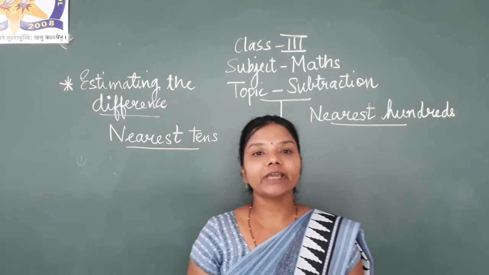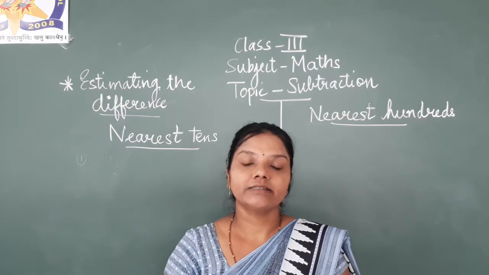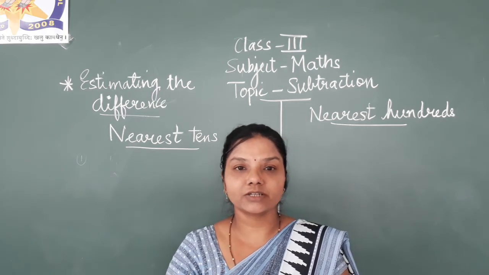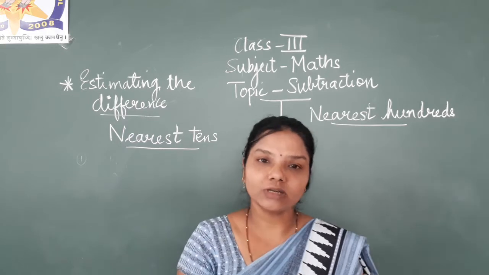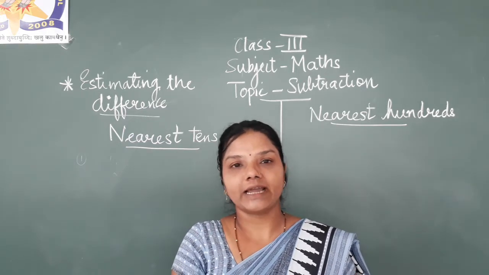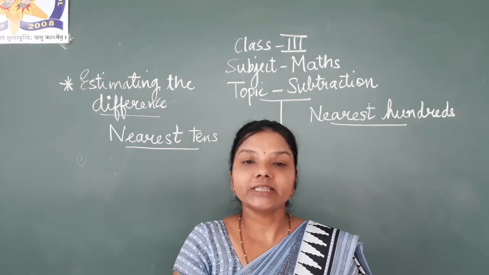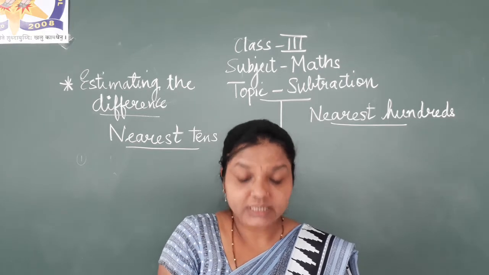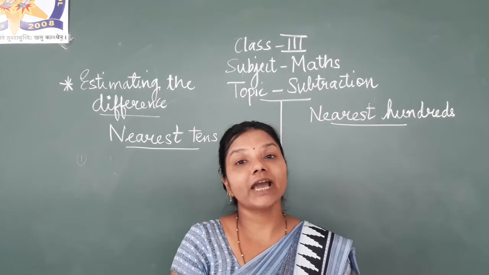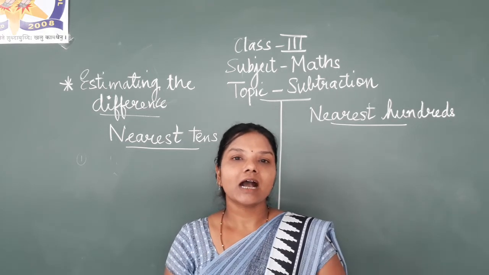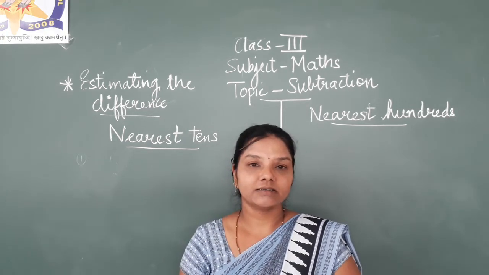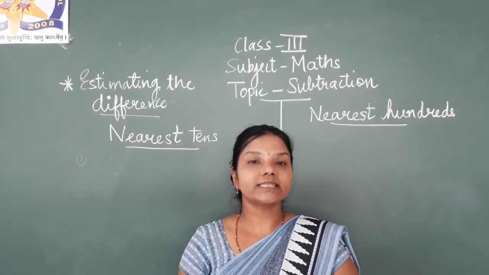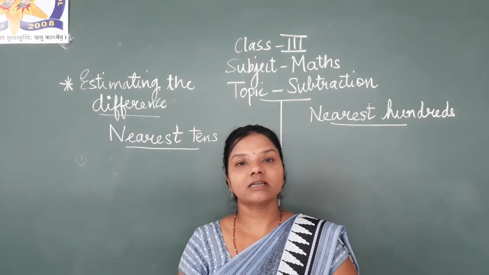Now students, as we have started with the lesson that is subtraction, we have learned the different properties of subtraction as well as how to subtract 4-digit numbers with regrouping and without regrouping. Now students, in the first chapter we have learned about how to estimate the numbers. That means how to round off numbers to nearest 10 and to nearest 100.